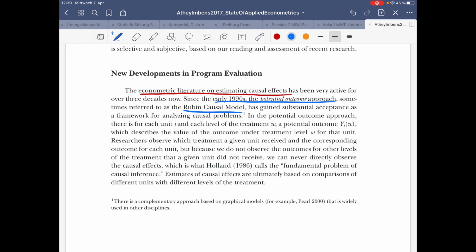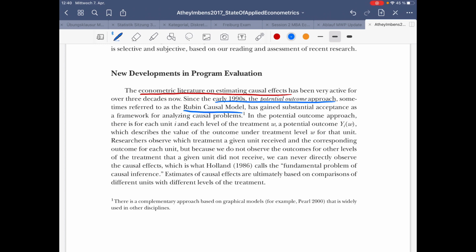The econometric literature on estimating causal effects has been very active for over 3 decades now. And since the early 90s, the potential outcome approach has become famous, the so-called Rubin causal model. So what's the basic idea? If you participate in a program, then your potential outcome in case of non-participation cannot be observed simultaneously. That's the main insight, right? You cannot be in both states at the same time. You cannot be, on the one hand, participant and on the other hand, non-participant at the same time. That's what the potential outcome approach tells us.